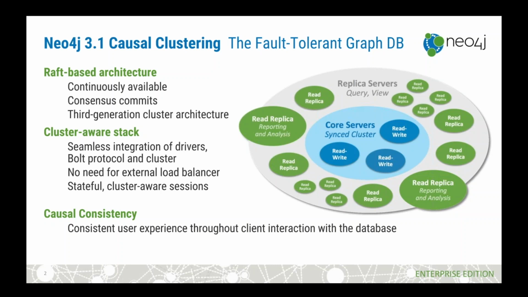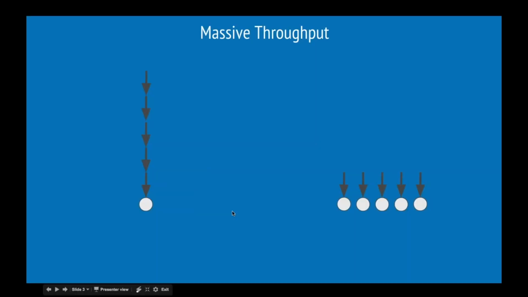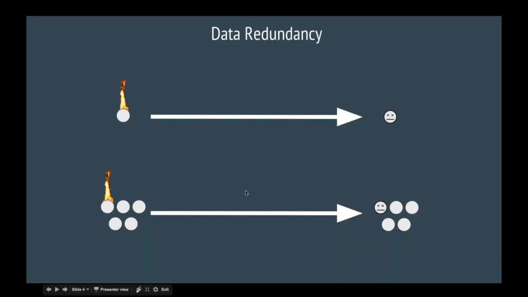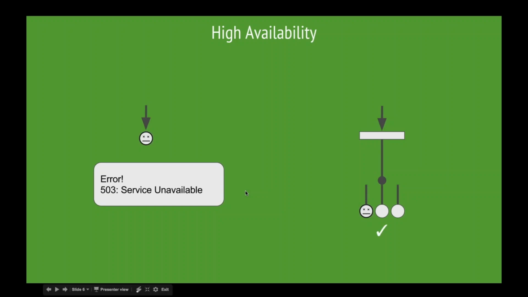And there's another aspect which is related to the idea of causal consistency, which we'll come to in a bit more detail in a moment, which is the ability to maintain an understanding of the state, the relationship between client applications and the cluster, and use that information to ensure that users get a consistent view of their relationship to the evolving state of the database. So when they carry out writes or updates into the database, they will also be able to see the effects of those writes. And that's an important new feature in causal clustering. So just to recap the aspects that we're supporting with cluster architecture: massive throughput, data redundancy, high availability.